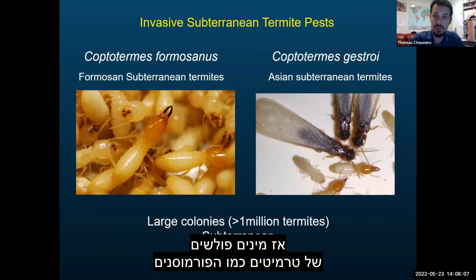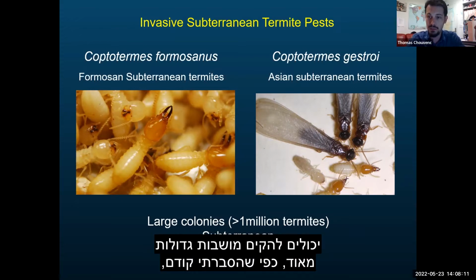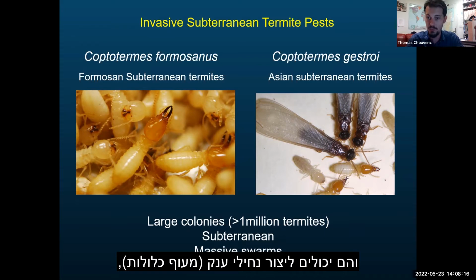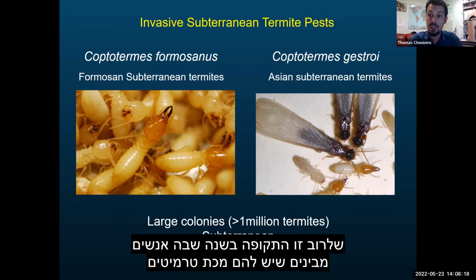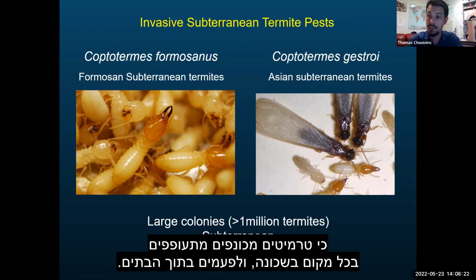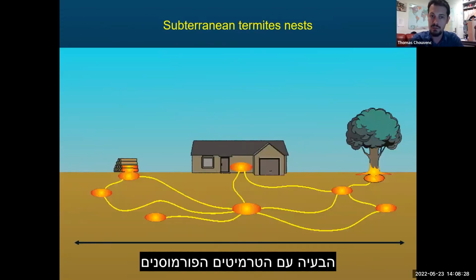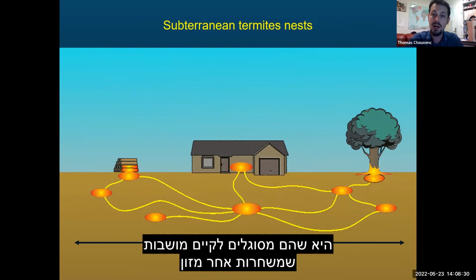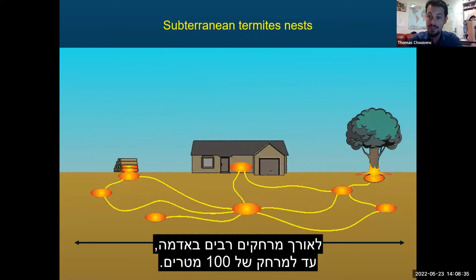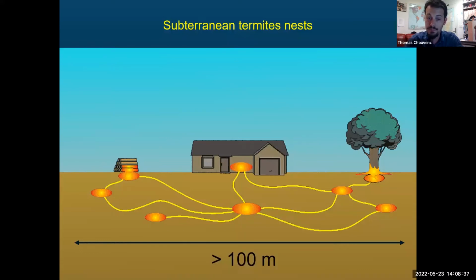So invasive subterranean termites, as Coptotermes, can do extremely large colonies, as I explained earlier, and they can do this massive swarm, which usually is the time of the year when people realize they have a termite problem, because you have these winged termites flying everywhere in the neighborhood and sometimes in people's houses. The problem with these Formosan subterranean termites is they can do colonies that are foraging in the ground for extensive distances, up to 100 meters.